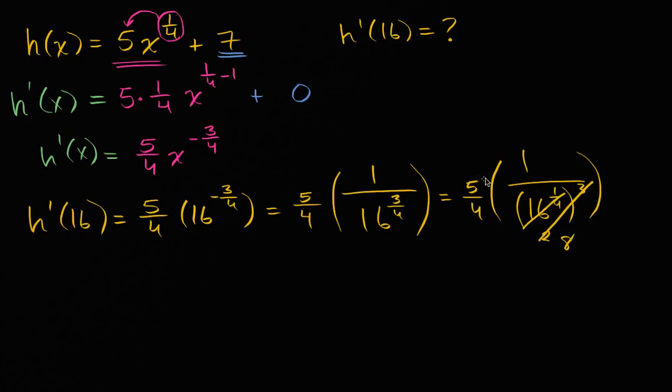So that's 8. So you have 5/4 times 1/8, which is going to be equal to 5 times 1 is 5. And then 4 times 8 is 32. And we are done.